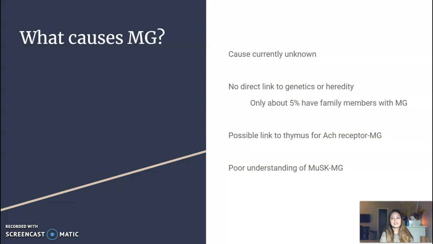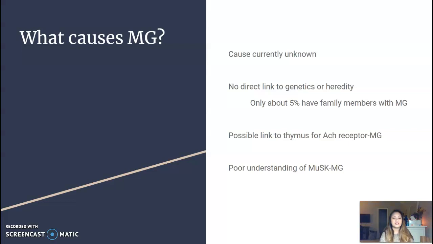However, that's not definitive just yet. They're still trying to work on figuring out an exact cause for it. And there's also no direct link to genetics or heredity. So as of right now, they can't say that a person who has myasthenia gravis could pass it on to their offspring, because only about 5% of patients who have myasthenia gravis have family members that also have it.